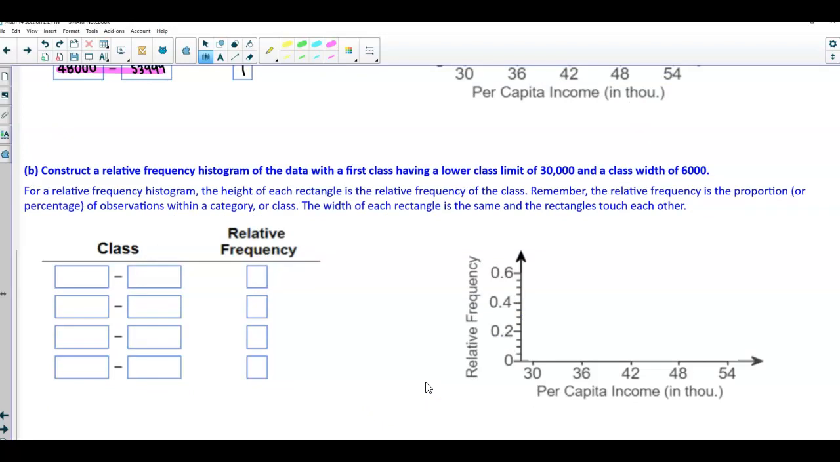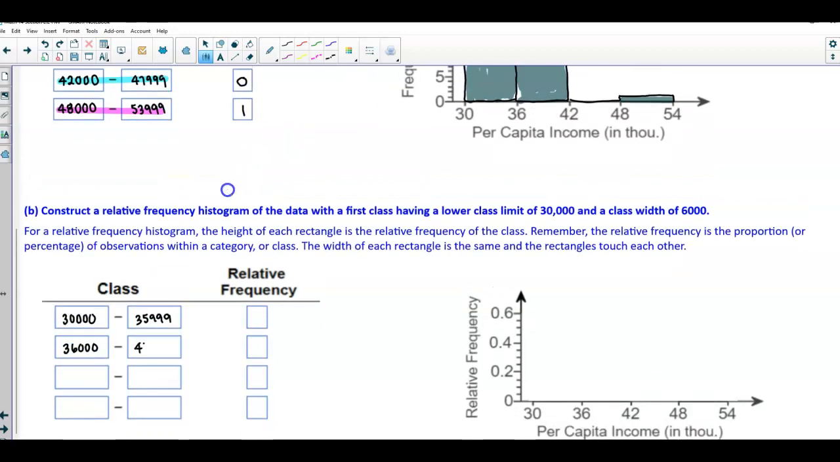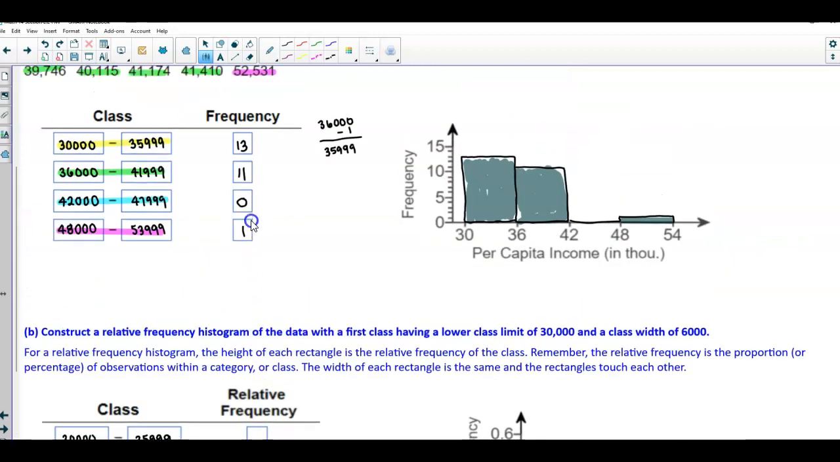So we know it's going to go from 30,000 to 35,999, and then we have 36,000, and I believe that's 41,999, and then 42,000 to 47,999, and then 48,000 to 53,999.